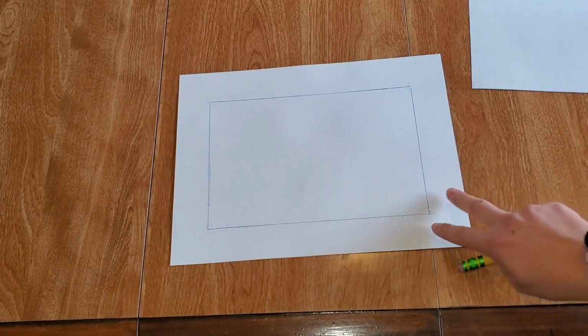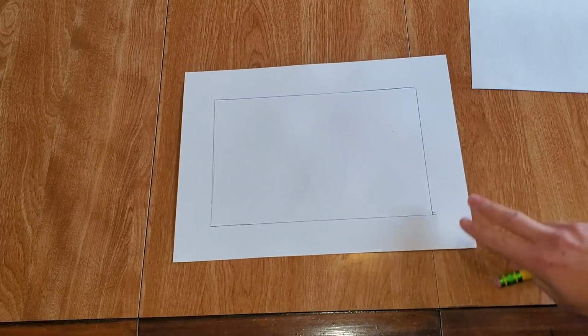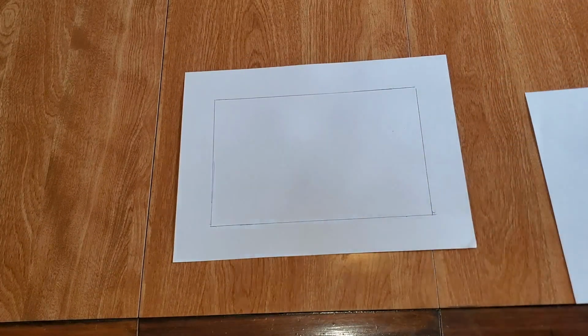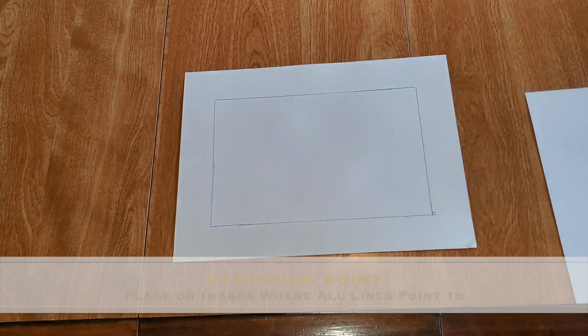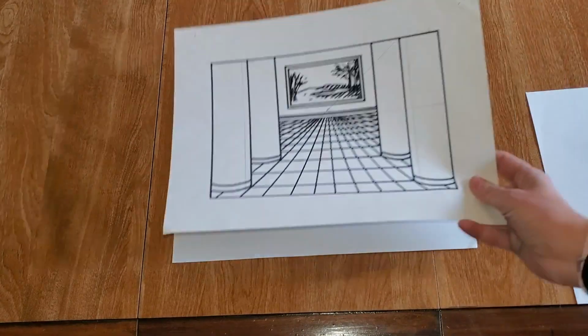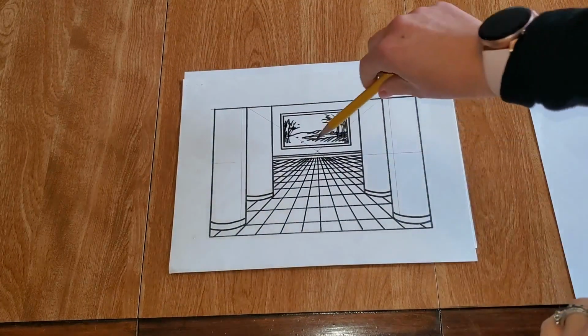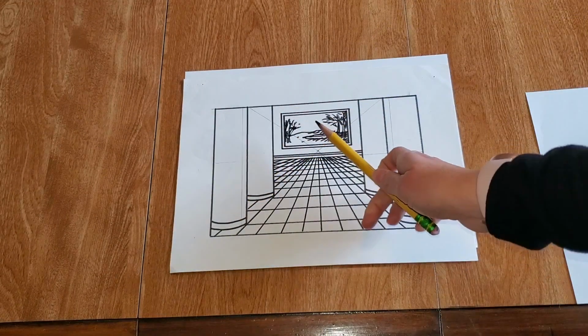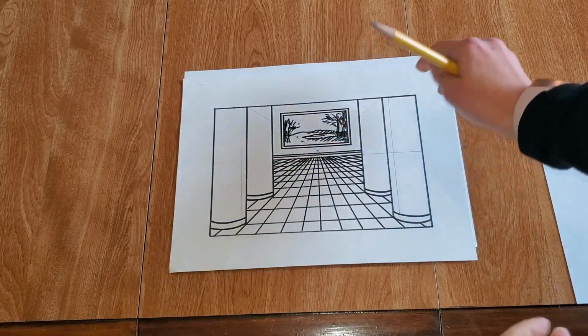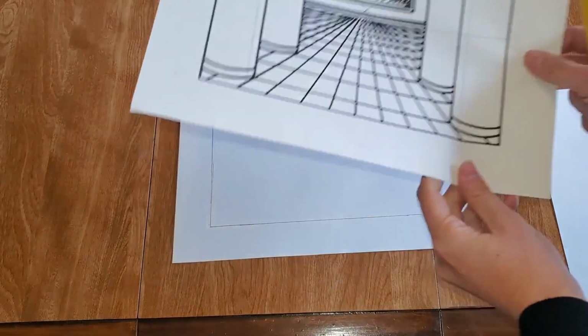Okay, once everyone has their rectangle drawn, your frame, we're going to do our vanishing point. A vanishing point is a place on the horizon where our parallel lines are going to meet. So it's going to be our point of view. For example, this is the vanishing point and everything is going towards that vanishing point. It's very important when you're doing perspective drawing.